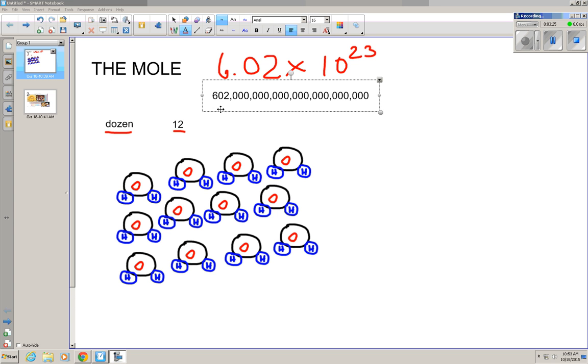This is what's otherwise known as 602 sextillion. It's a huge, fantastically large number. But if I use that number now, the things we tend to deal with on a daily basis, the sizes of materials we deal with on a daily basis, the mole is much more applicable.